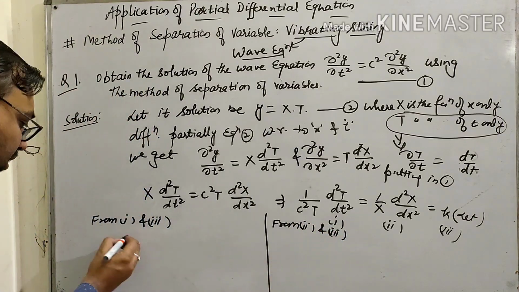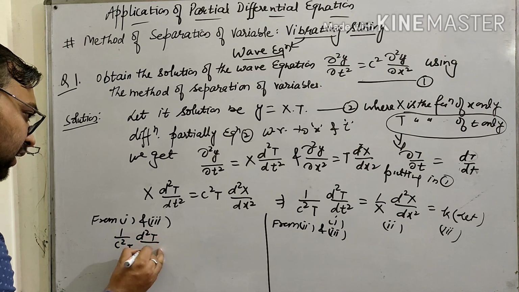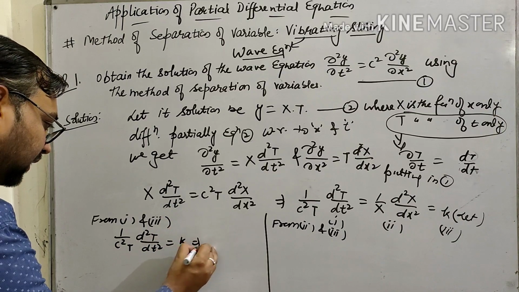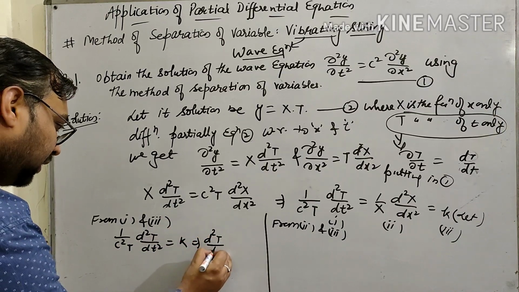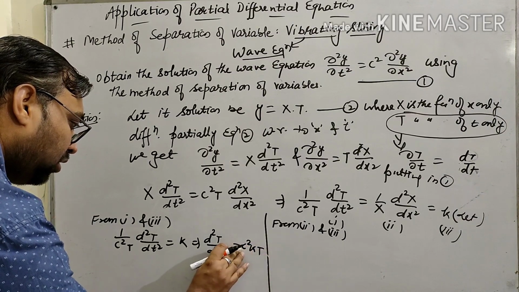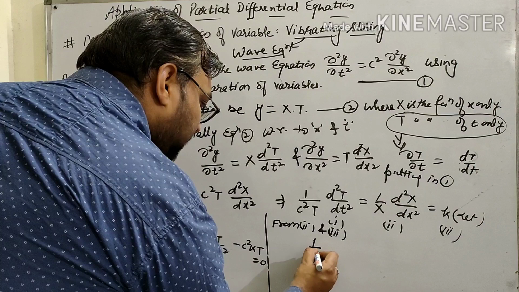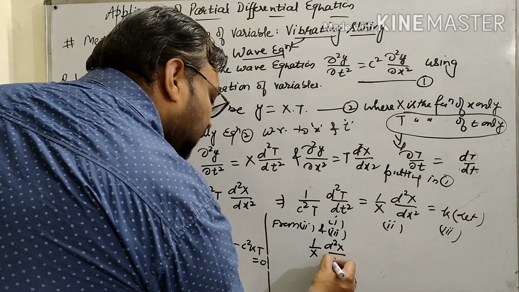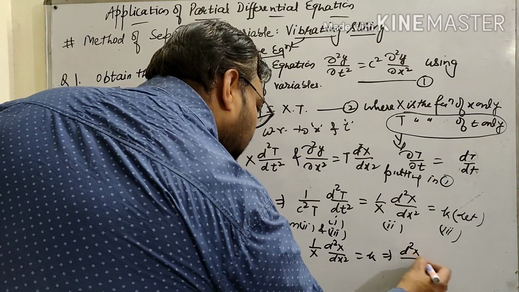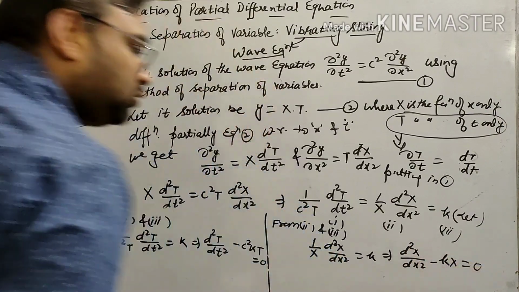So from first and third, 1 upon c square capital T d2 capital T upon d small t square is equal to k, or we can write it as d2 capital T upon d small t square minus c square k capital T equals 0. Same as 1 upon capital X d2 capital X upon d small x square is equal to k, or we can write it as d2 capital X upon d small x square minus k capital X equals 0.